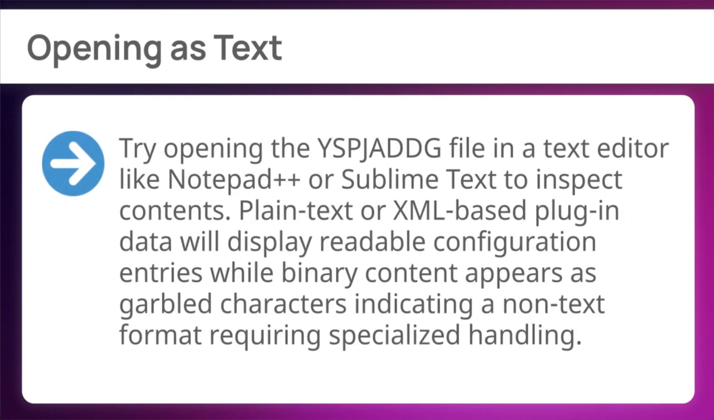Next, opening as text. Try opening the YSPJADDG file in a text editor like Notepad++ or Sublime Text to inspect contents. Plain text or XML-based plugin data will display readable configuration entries, while binary content appears as garbled characters, indicating a non-text format requiring specialized handling.